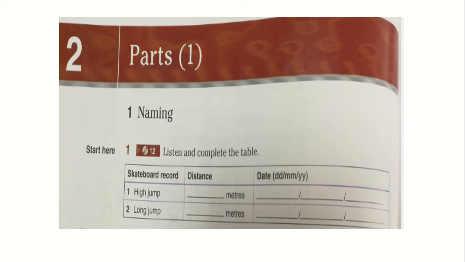Unit 2. Parts 1. Recording 12. The world record for a high jump on a skateboard is 7.1 meters.